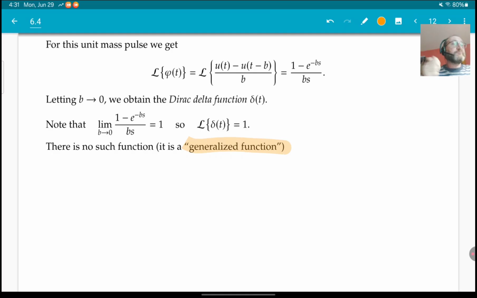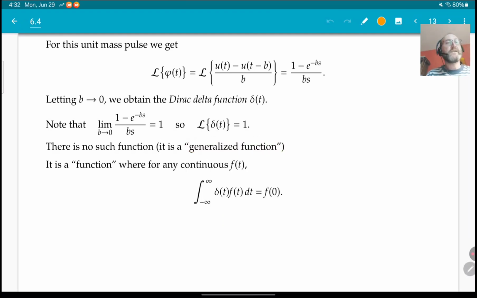We're going to assume it's as if it were a function, and that works. It can make sense of that object, but we're just going to pretend that the delta is a function that you cannot really evaluate. Namely, you cannot say what delta is at 0. It doesn't make sense.